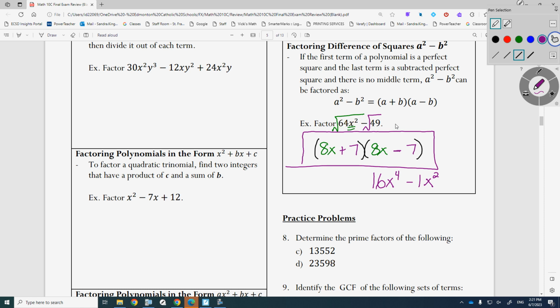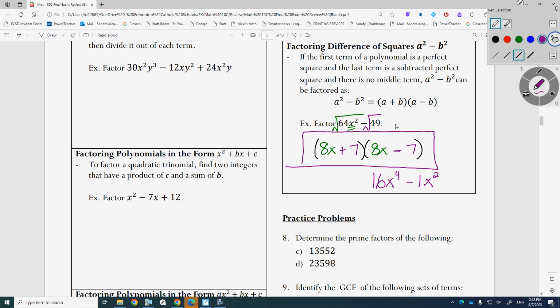16 x to the 4 minus 1x squared. I could take the square root of 16. I could take the square root of 1. The square root of 1 is 1. I could take the square root of x to the 4, and I could take the square root of x squared. However, before you factor by difference of squares, what do you always need to check? A GCF. What is the GCF of this?